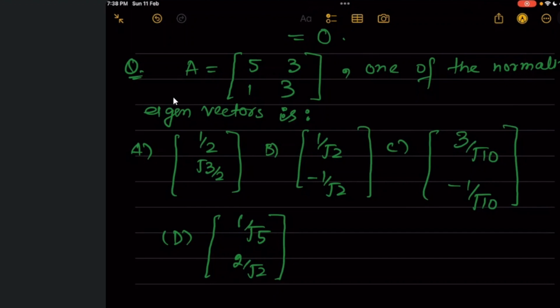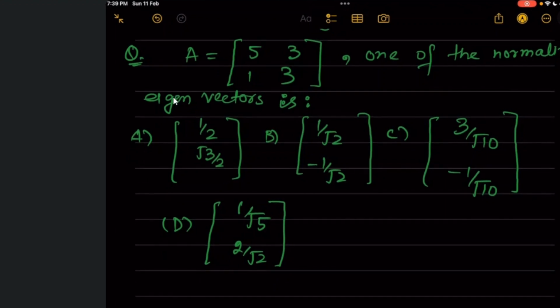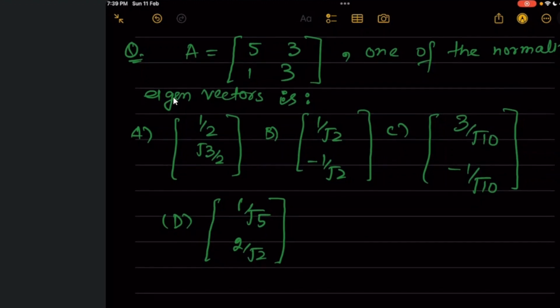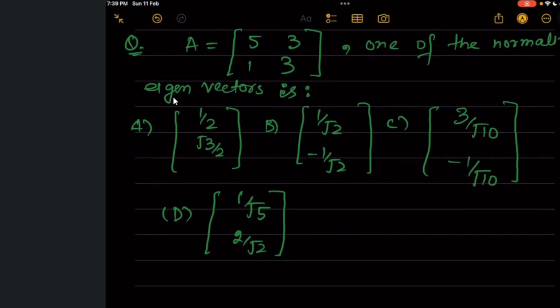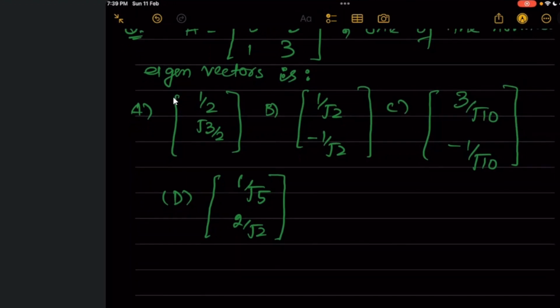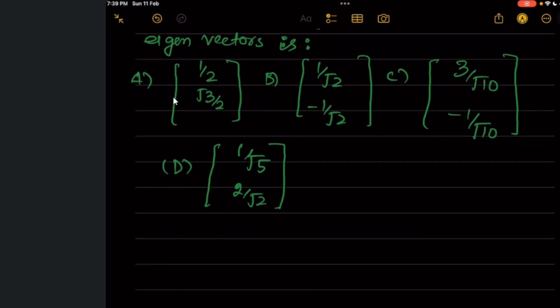Kavita, you got option B. So, how did you solve it? First, find the eigenvalues. Eigenvalues 2 and 6. For lambda equal to 2, my eigenvector is 1 and minus 1. Then I normalized it. Yeah, that is the correct way to do it. There is also another way, but first I will show you this way only, then we'll discuss it that way.